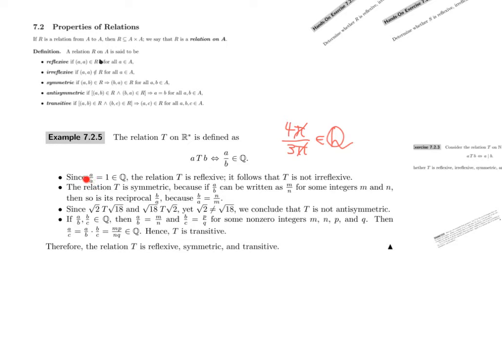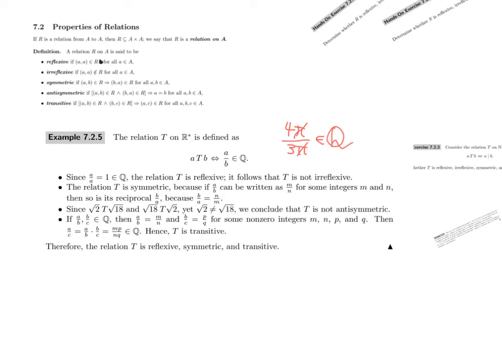So let's see. A over A for any non-zero real number is going to give you 1, and 1 is a rational number. So what that tells you is the relation T is reflexive. And remember, reflexive and irreflexive are mutually exclusive from each other. So that tells us T is not irreflexive.